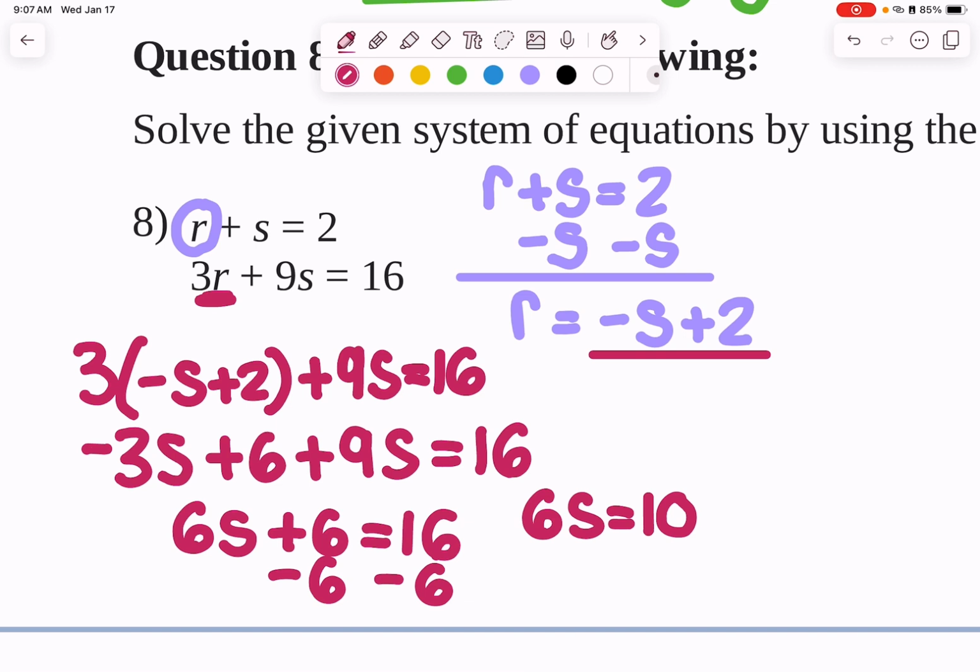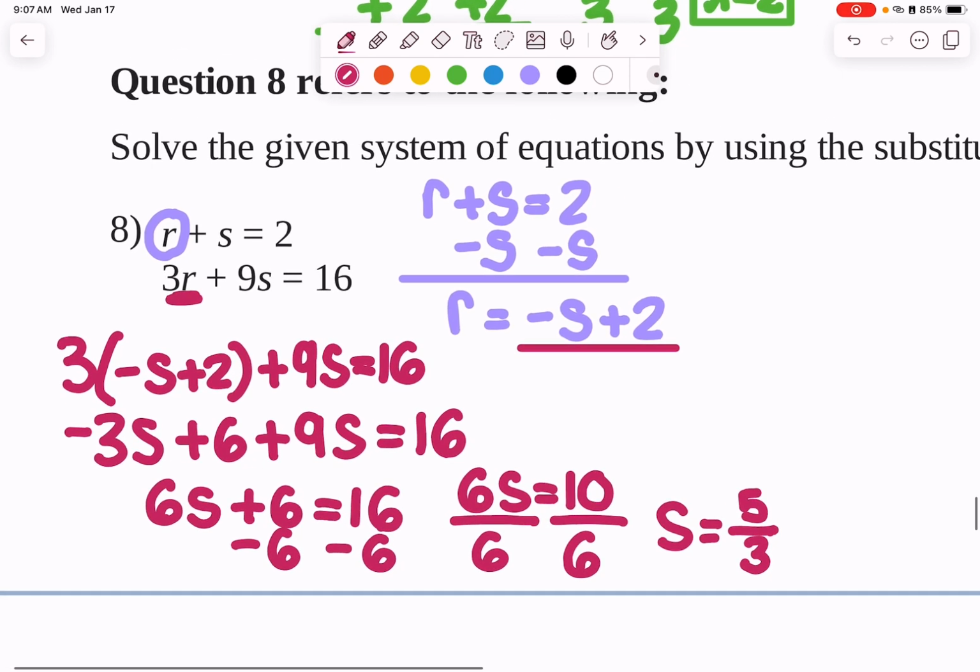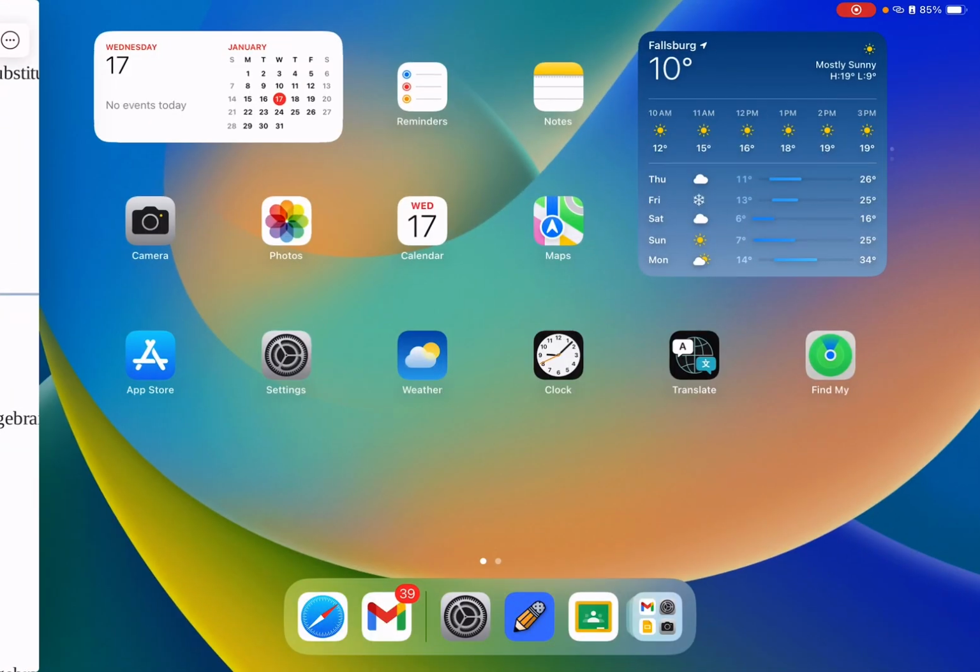Let me just make sure I haven't made a mistake. 3 times negative s is negative 3s. 3 times 2 is 6, plus 9s equals 16. Negative 3 plus 9 is 6s. Yeah, okay. Divide by 6. That would give me s equals 5 over 3. Let me just get my calculator going now that I have a fraction.